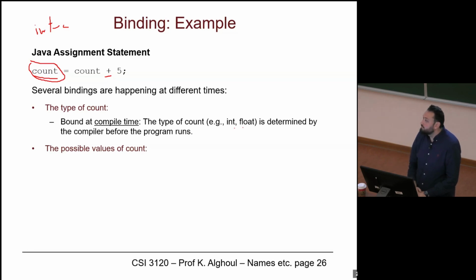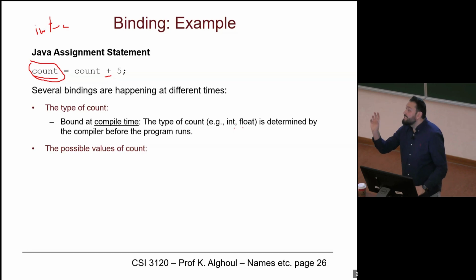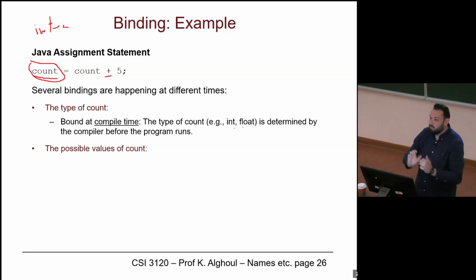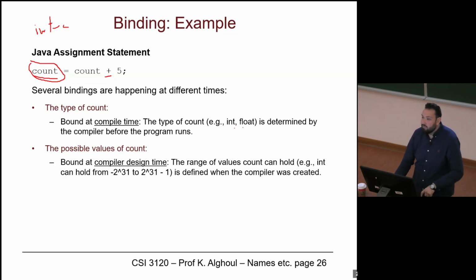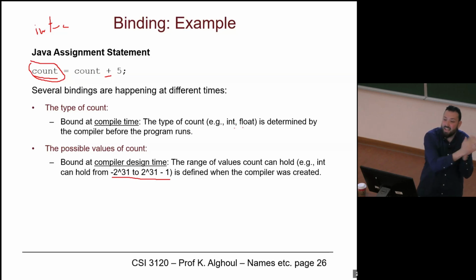Exactly. What are the possible values? Range. Very good. Exactly. So it's in the range of something and something. Who decided this? The design of the compiler. Exactly. So when did we bind this? At the compiler design time. For example, with Java, it's known that it's -2 to the power of 31 to 2 to the power of 31 minus 1. We decide this at the compiler design time. Now you're understanding more what we mean by the binding time.